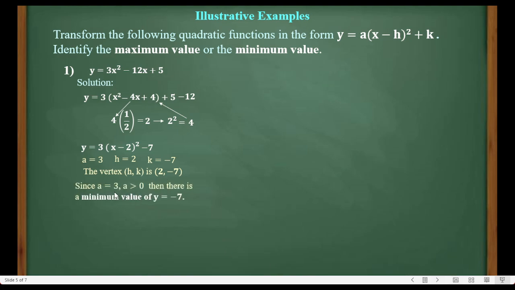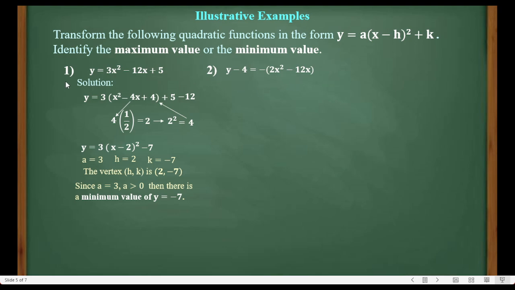Since A is equal to 3, which is greater than 0, then there is a minimum value of Y equals negative 7, which is actually taken from the value of K. Yun. Okay, next. Number 2. How about this equation? Y minus 4 equals negative quantity 2x squared minus 12x.